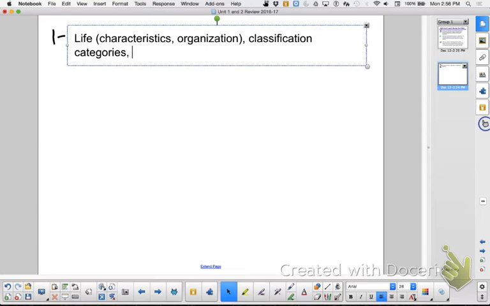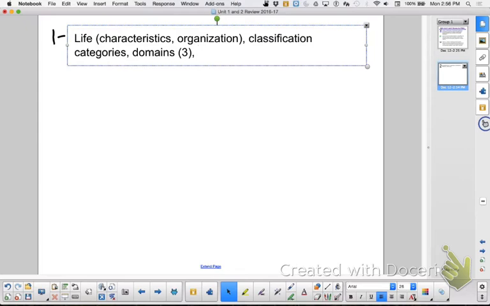Okay, classification. We talked about domains. How many domains were there? 3. Okay. What were the domains? Bacteria, Archaea, and Eukarya. Good. And you just want to differentiate between those as well.